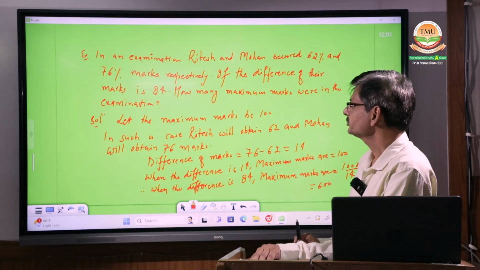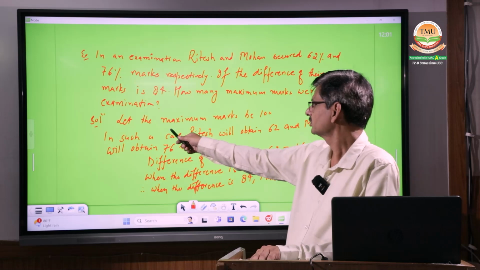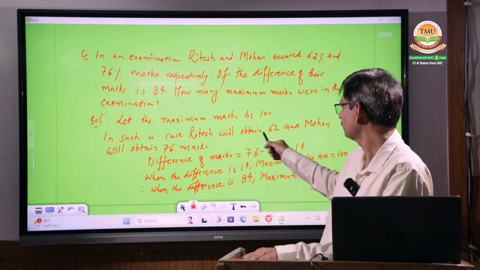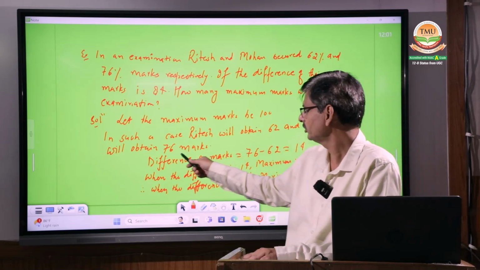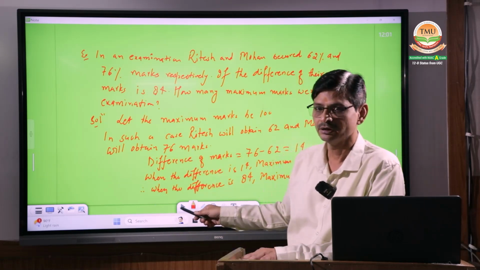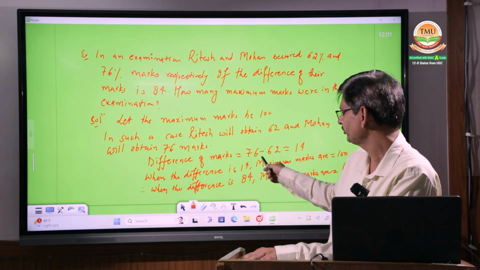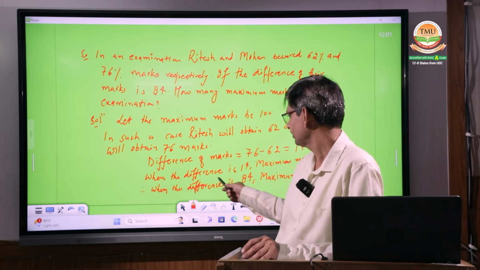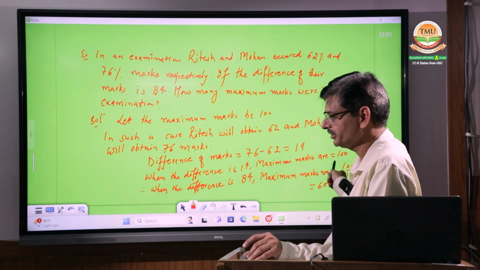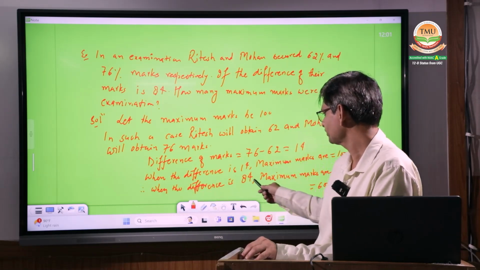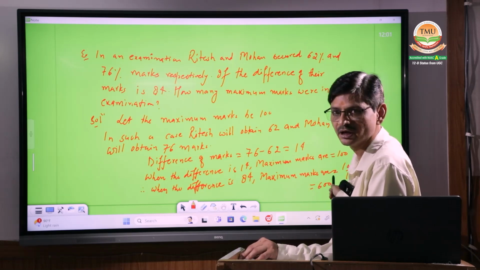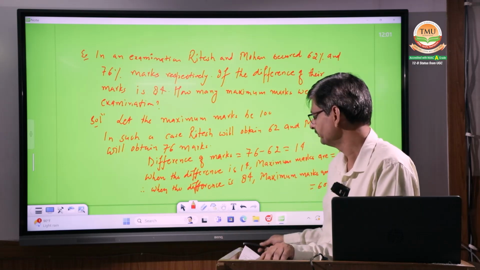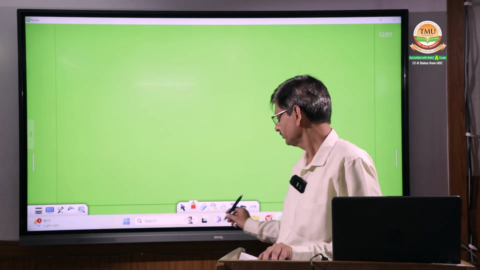So now this is the solution of this type of problem. Suppose the maximum marks be 100. In such a case, suppose Ritesh will obtain 62 marks and Mohan will obtain 76 marks. Now the difference of marks is 76 minus 62, that is 14. And when the difference is 14, the maximum marks are 100. And so when the difference is 84, then maximum marks is 100 into 84 upon 14. This will be 600.